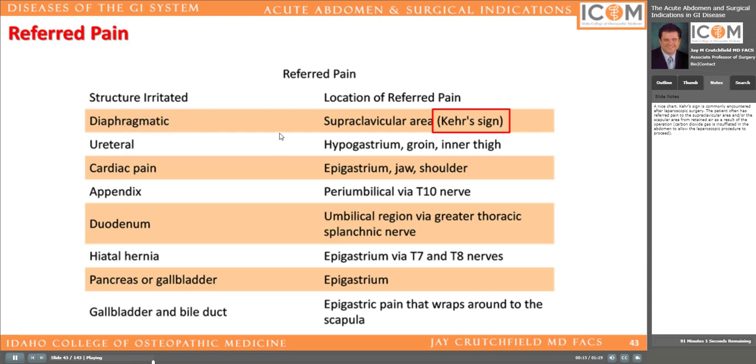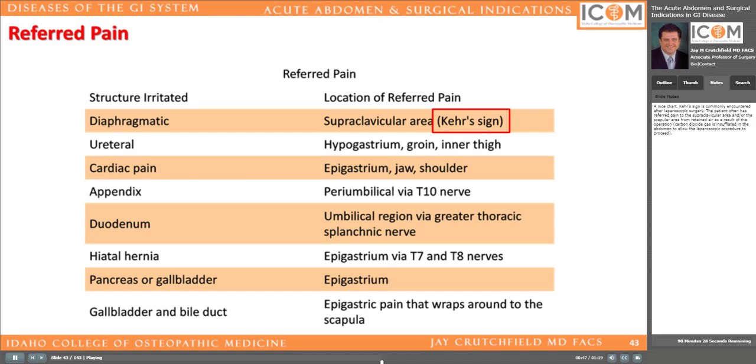So here's a nice chart that summarizes some of those areas where referred pain is most commonly seen. Kerr sign is commonly encountered after laparoscopic surgery because carbon dioxide gas is used to insufflate and distend the peritoneal cavity so the surgeon can see what he's doing. If that carbon dioxide isn't completely evacuated at the end of the procedure, the patient often wakes up and complains of pain in the right supraclavicular area and around to the scapula and the inferior point of the scapula.